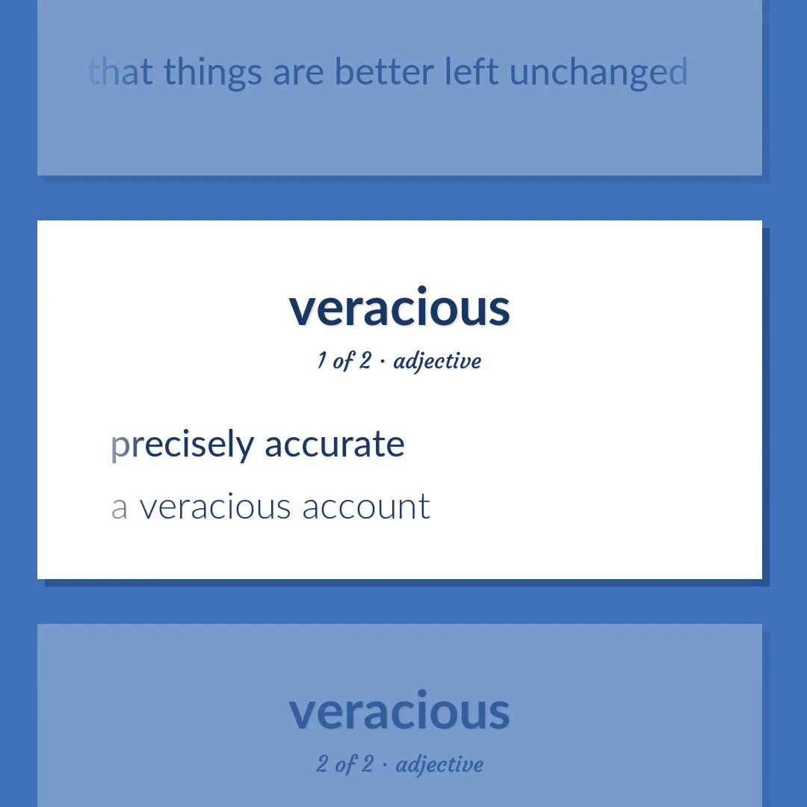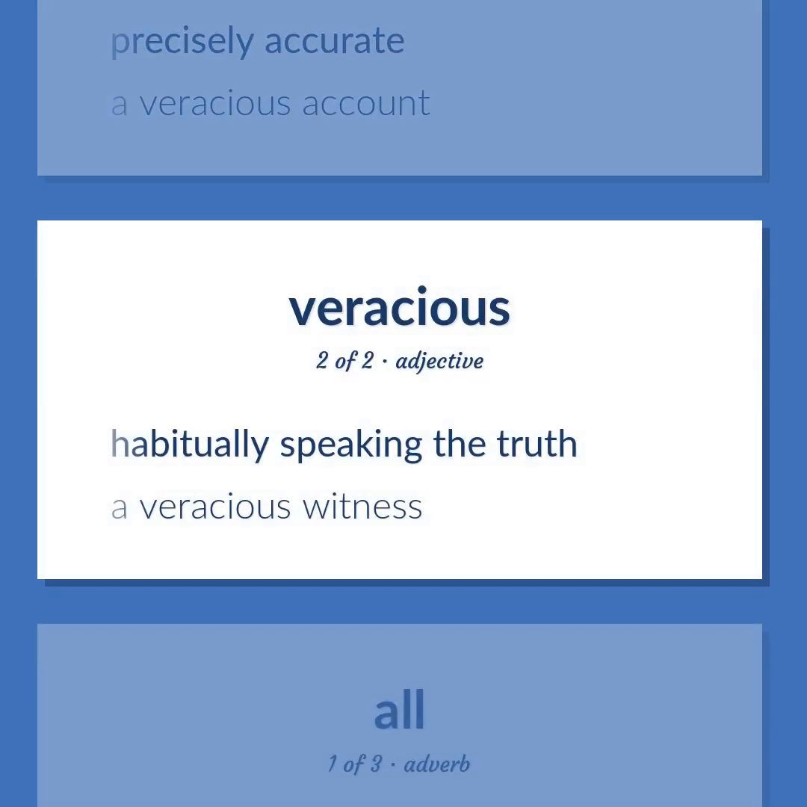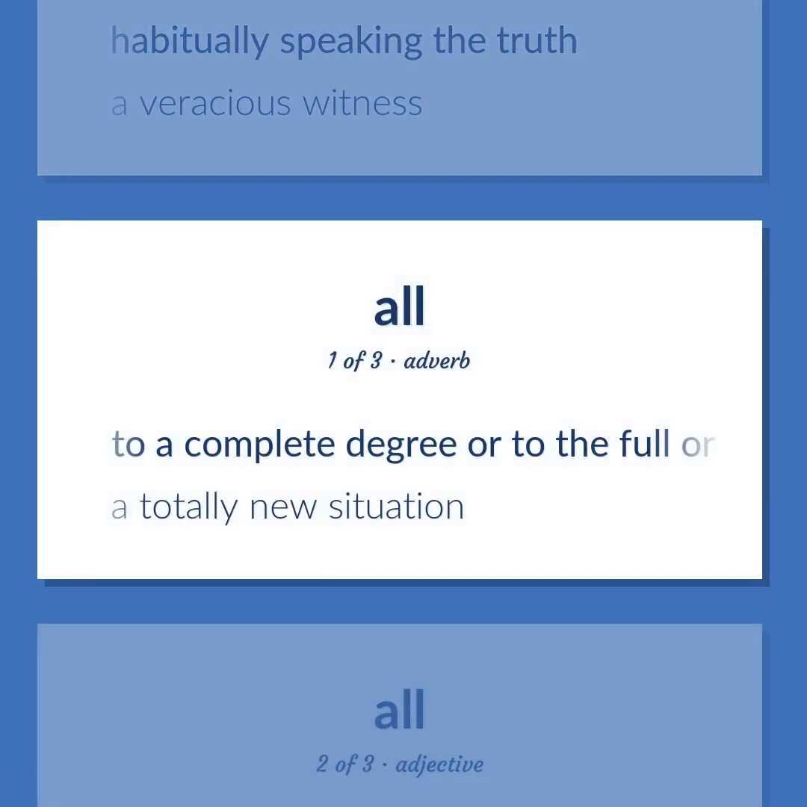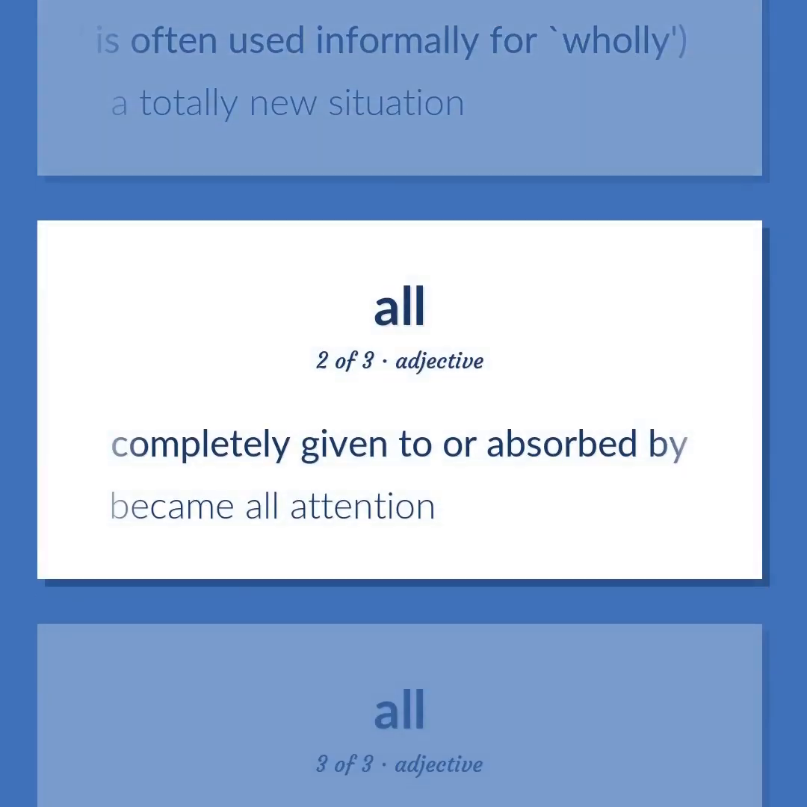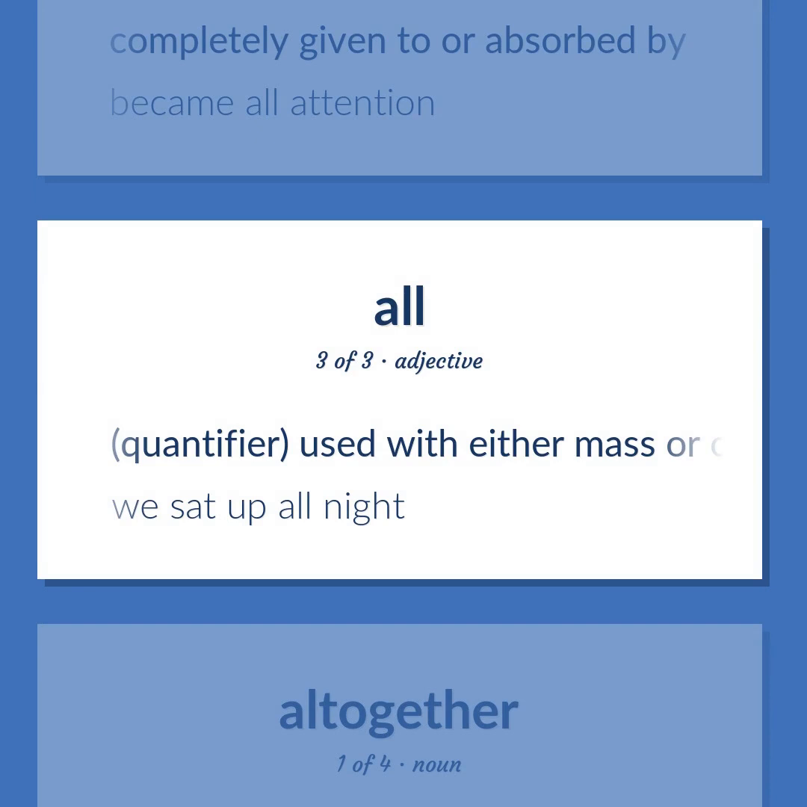Precisely accurate. A veracious account. Habitually speaking the truth. A veracious witness. To a complete degree or to the full or entire extent, whole, is often used informally for wholly. A totally new situation. Completely given to or absorbed by. Became all attention. Quantifier, used with either mass or count nouns to indicate the whole number or amount of or every one of a class. We sat up all night.